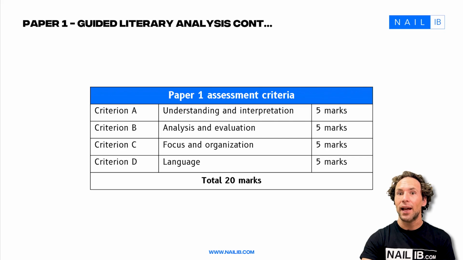Criterion C is focus and organization, which considers the organization, coherence and focus of your ideas and your presentation. Is it structured correctly? Does it flow? Is it coherent? Does it seem a bit staggered? And then lastly, Criterion D, which is language. This evaluates the clarity, variety, accuracy, and appropriateness of the language that you use to show and talk about your text. Each of these is worth 5 points, giving a total of 20 points.